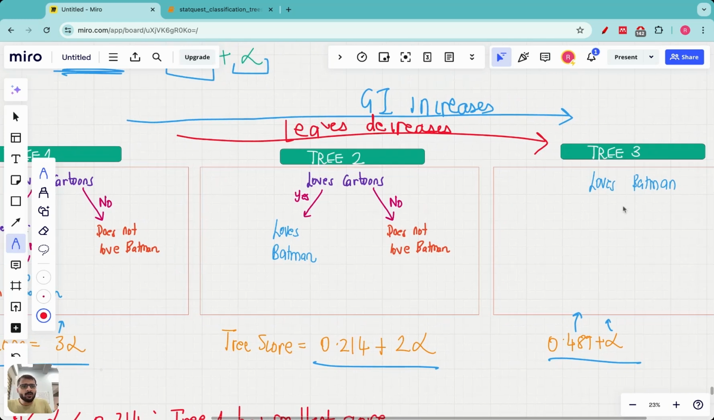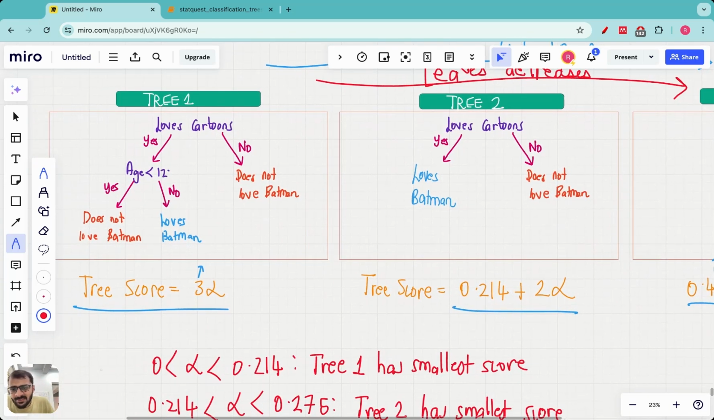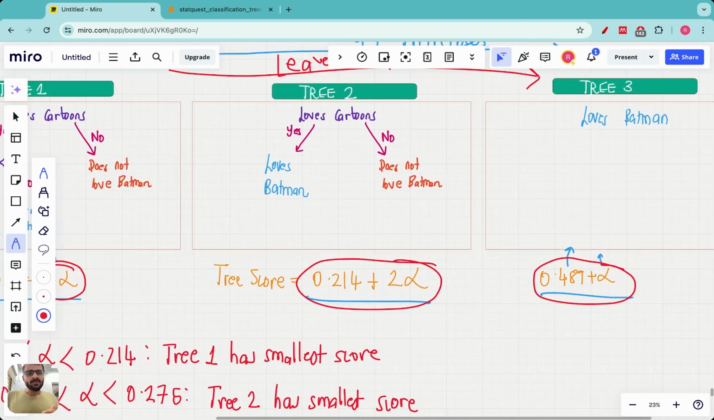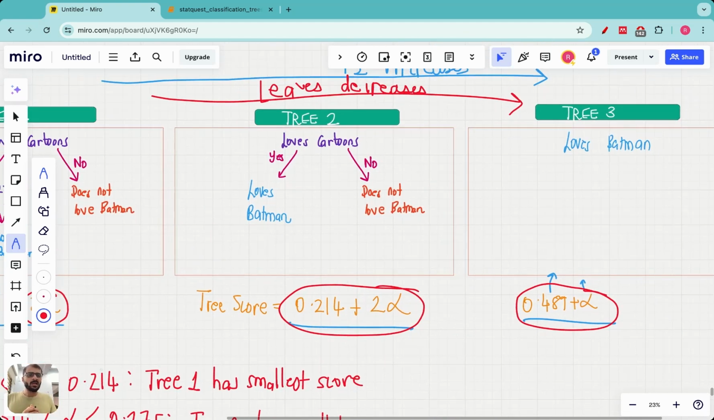Hence, we cannot just say that because tree 3 has a higher Gini impurity, its tree score is going to be higher. Note that its leaves are also lower. So that pulls the tree score in the opposing direction. Okay. Now, let us look at these three mathematical values: 3 alpha, 0.214 plus 2 alpha, and 0.489 plus alpha. And let us compare these tree scores now with each other. Ideally, we want to see at what value of alpha does tree 1 have the lowest tree score, at what value of alpha does tree 2 have the lowest tree score, and at what value of alpha does tree 3 have the lowest tree score.